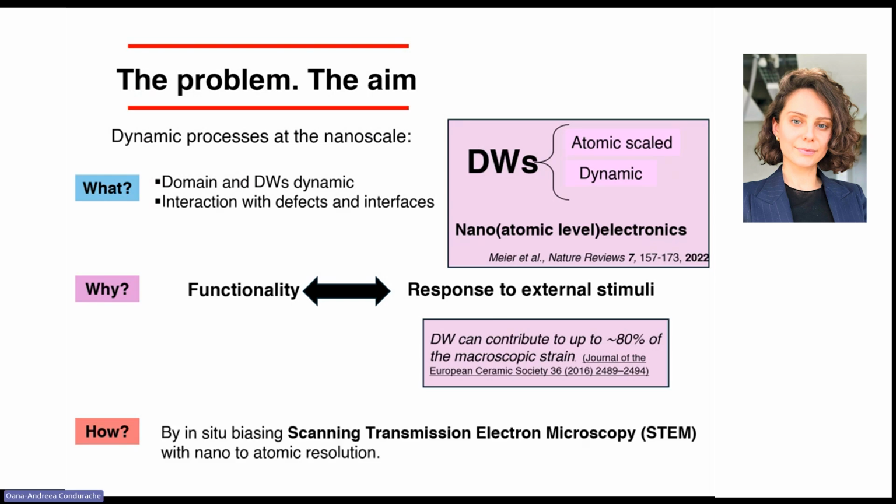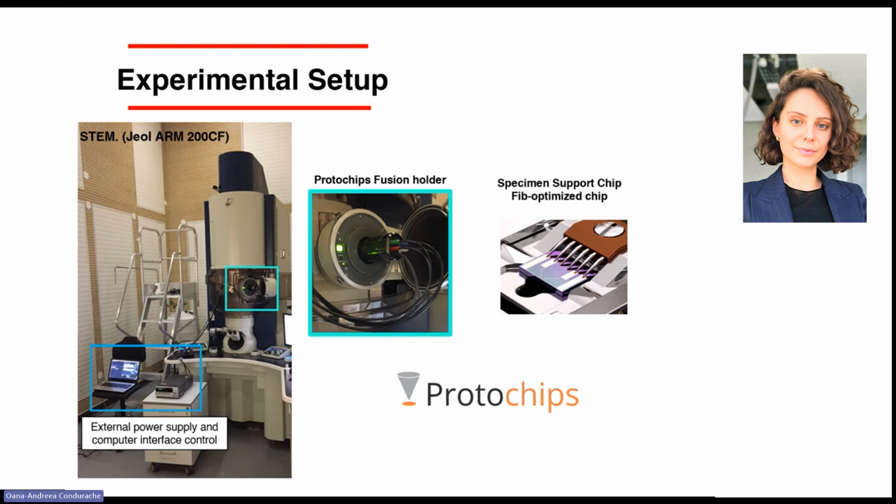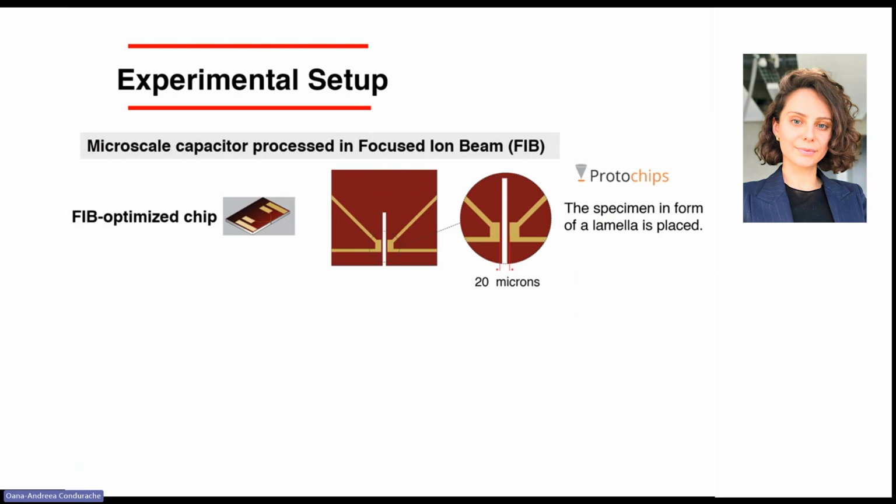And I do this by using a high resolution scanning transmission electron microscopy coupled with the in-situ biasing capabilities. I mostly use the Protochips Fusion holder and the focused ion beam optimized chip. And the focused ion beam optimized chip is a great development because there is no membrane, so there is just a notch between two electrodes, and we can place the specimen in the form of a microcapacitor between the two electrodes.